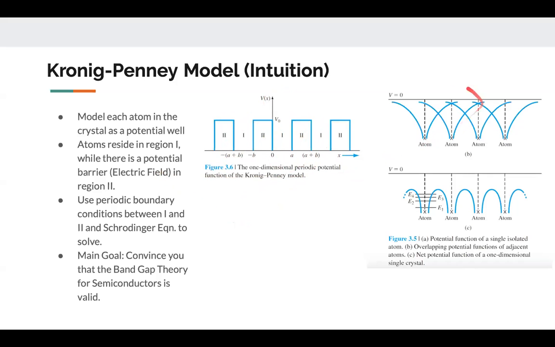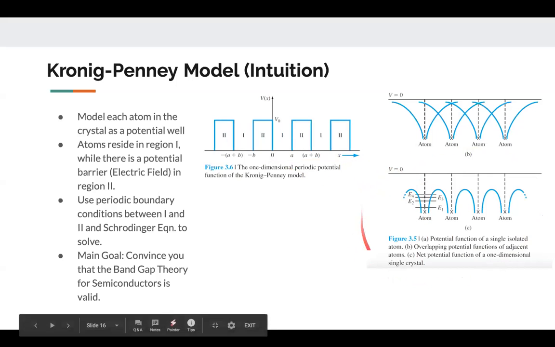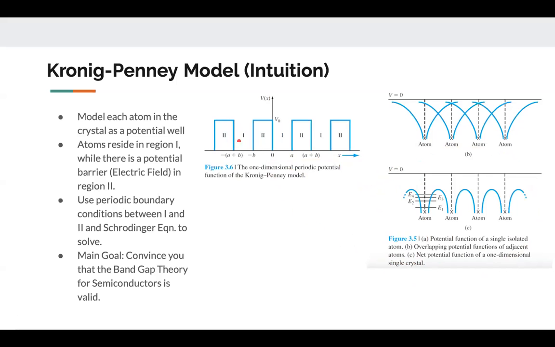And before, this is your energy level function for the hydrogen, something like this. Then when you have it in a crystal, it looks something more like this in the bottom figure 3.5. Atoms reside in region 1, and there's a potential barrier due to electric field in region 2. Then you use periodic boundary conditions between 1 and 2 and the Schrodinger equation to solve. In this case, it's the time-dependent Schrodinger equation.